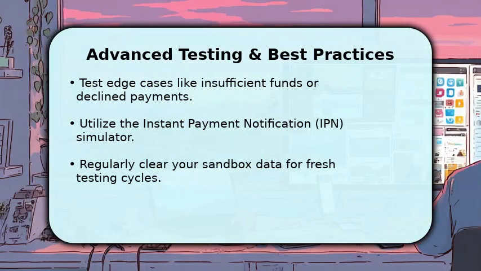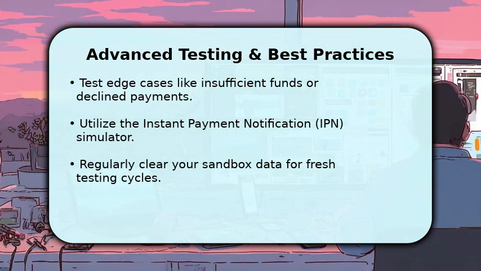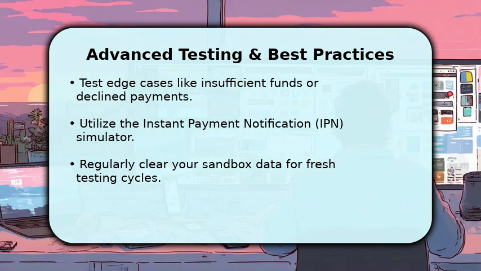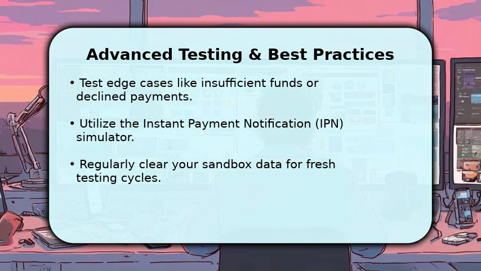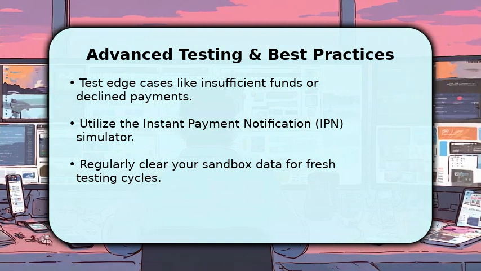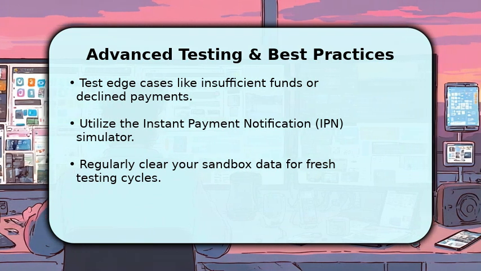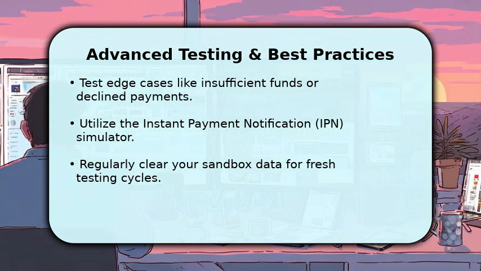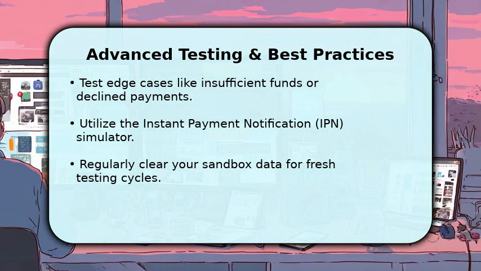Finally, explore advanced testing and best practices. Deliberately test edge cases, such as transactions with insufficient funds or declined payments, to ensure your error handling is robust. Leverage the Instant Payment Notification, or IPN, simulator to test asynchronous notifications. For optimal results, regularly clear your sandbox data, perhaps once every few weeks, to ensure each testing cycle starts with a clean slate, preventing unexpected issues.